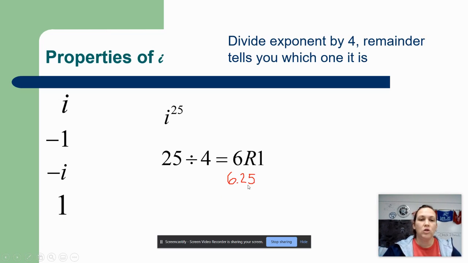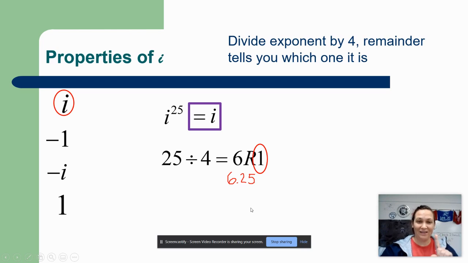Okay. So we're looking at the remainder, and the remainder tells us which number we should look at. So if my remainder is 1, then I'm going to look at the first number in the list, and I'm going to say that i to the 25th is equal to i. And that's it. That's what you do. So you take your exponent, you divide by 4. The remainder will tell you which position to look at.